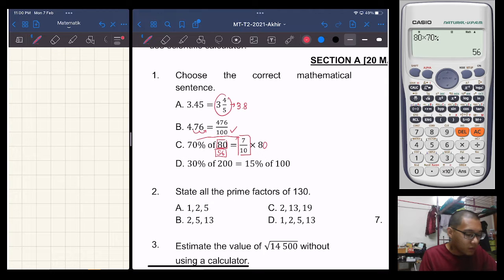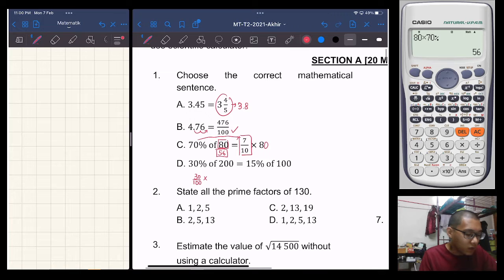So next one, 30% of 200. That means we try to find 3 over 10, that means 30 over 100, times 200. Is it equal to 50% of 100? If we want to find the hundreds only, we divide 200 into 2 times 100, and times 30 over 100. So we combine these two and it becomes 60.